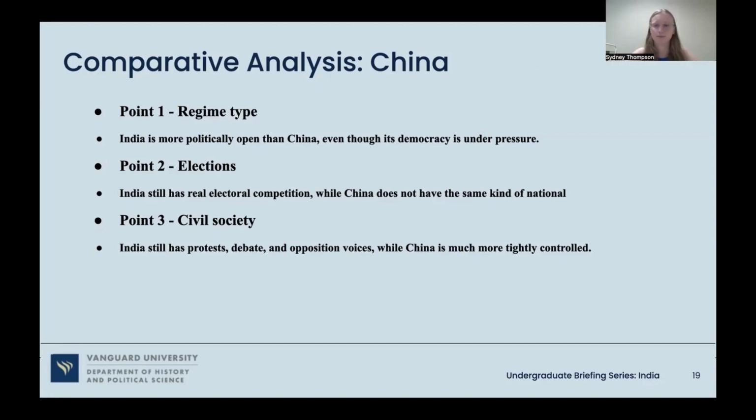So overall, comparing India to China helps us see that India occupies this middle space. If we're talking about US-style democracy, then India, and then China where we have more authoritarian rule, India is in that middle ground where it's clearly under strain, but it's definitely not as authoritarian as China. That's what makes India such a valuable case in comparative politics, because it's so unique. China shows clear authoritarian rule, while India shows what democratic backsliding looks like in an electoral system.